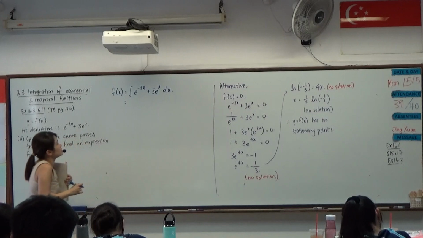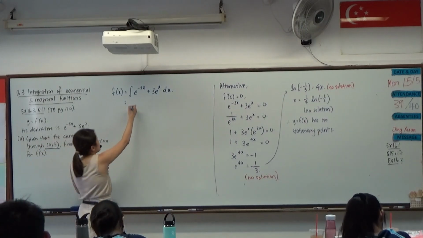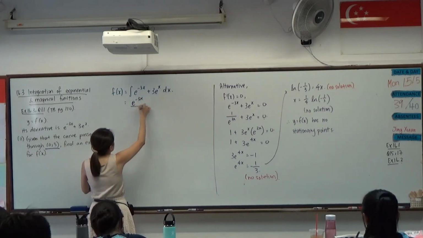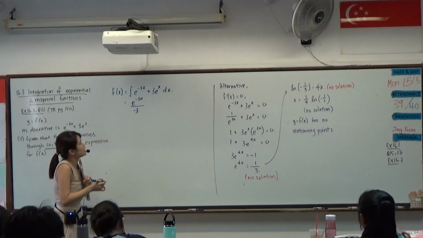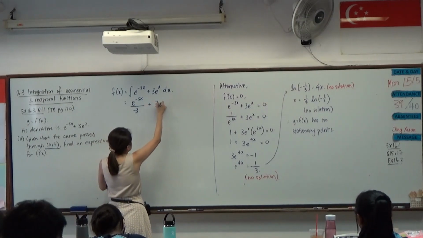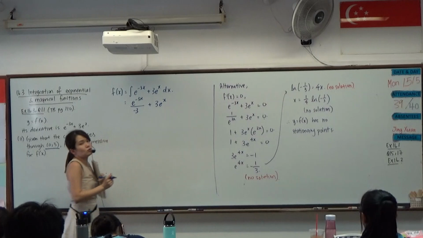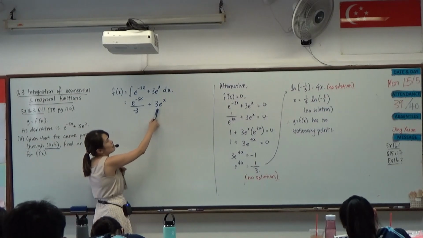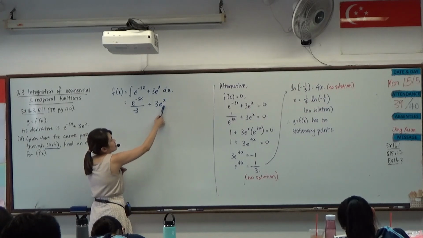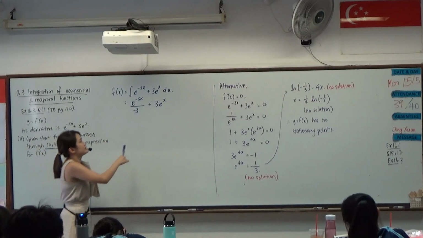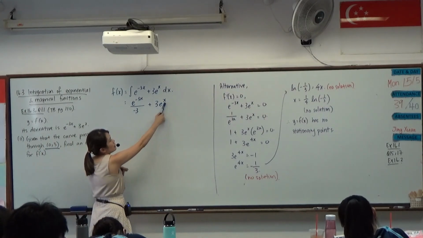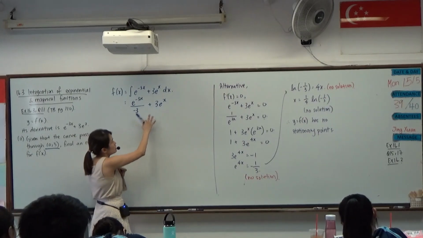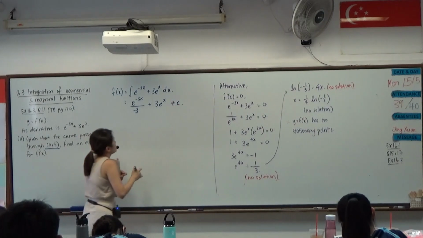Integrating your exponential, you get back the exponential itself, not forgetting to divide by the coefficient of x. And for 3e to the power of x, this 3 can be ignored when it comes to integrating. So integrating e to the power of x remains the same, but our 3 remains. There's no coefficient of x, so nothing to divide. And then we get our plus c.